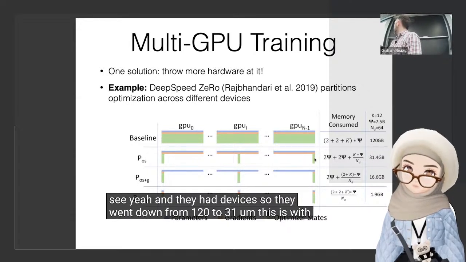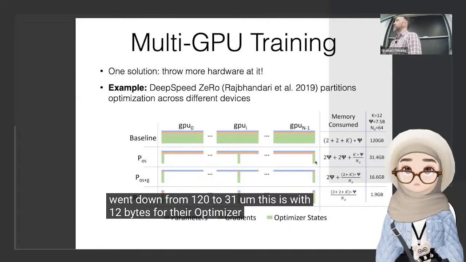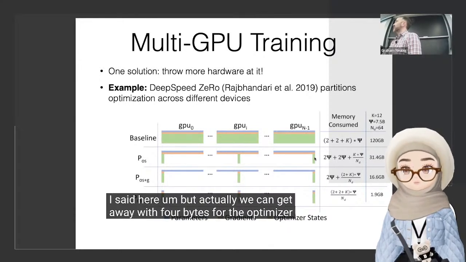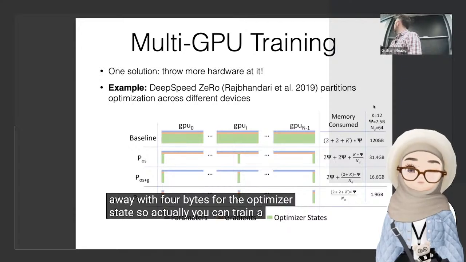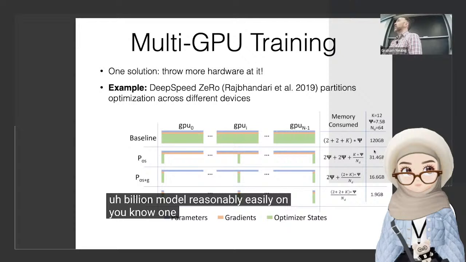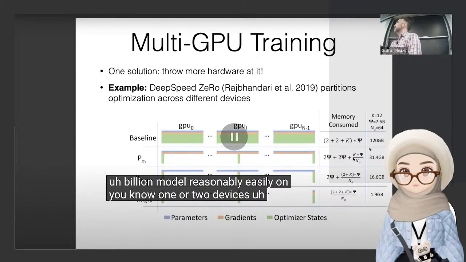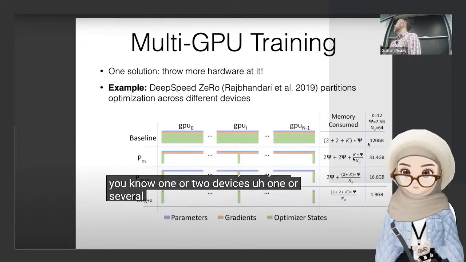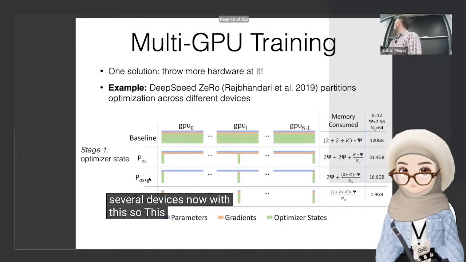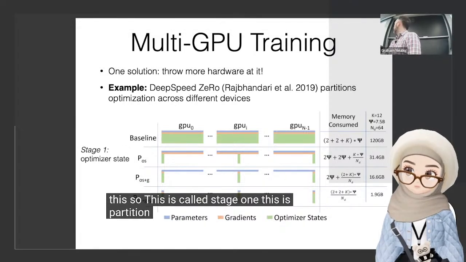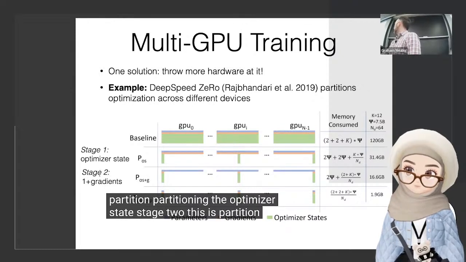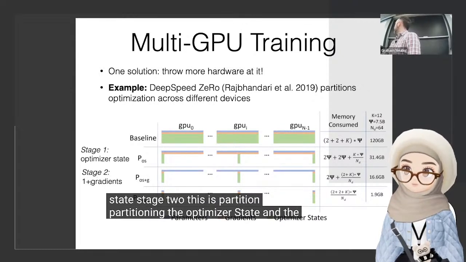This is with 12 bytes for their optimizer state, like I said here. But actually we can get away with 4 bytes for the optimizer state. So actually you can train a 7 billion model reasonably easily on 1 or several devices now with this. So this is called stage 1. This is partitioning the optimizer state. Stage 2 is partitioning the optimizer state and the gradients.